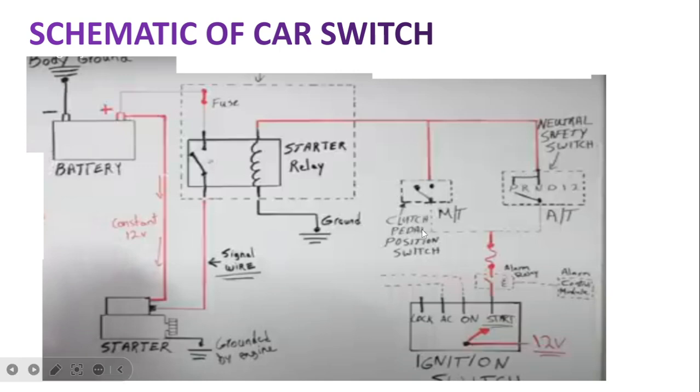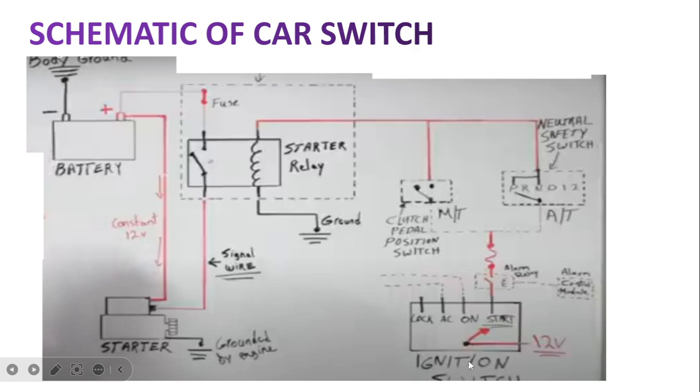Now this is the clutch pedal position, right? This is the manual method of pressing the clutch, and this is the automatic gear shifting. When the automatic gear shifting or automatic clutch is operated, at that time the neutral safety switch is used. Otherwise this is not required, so only the clutch pedal switch is there. So the process starts from here.